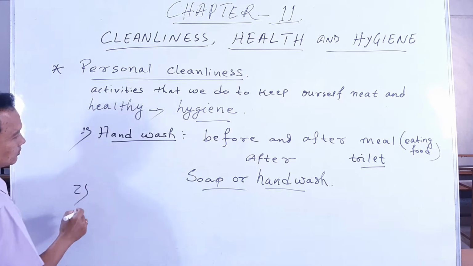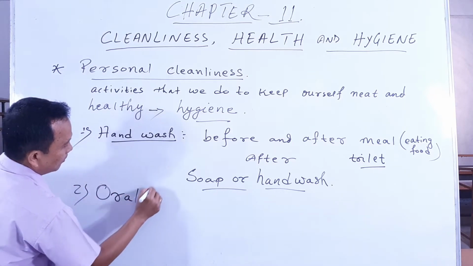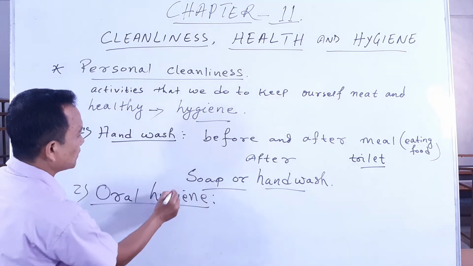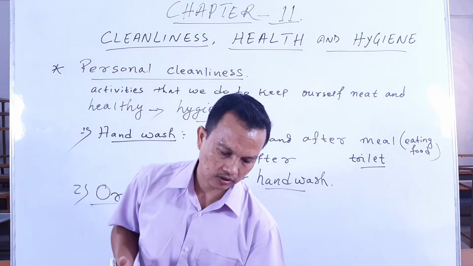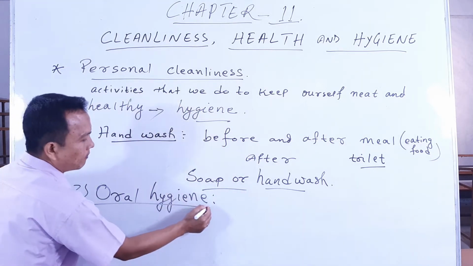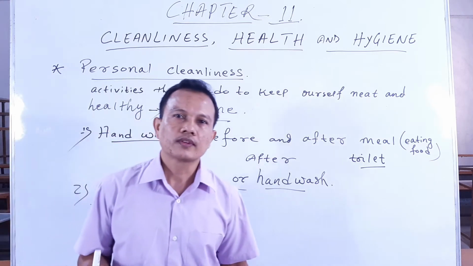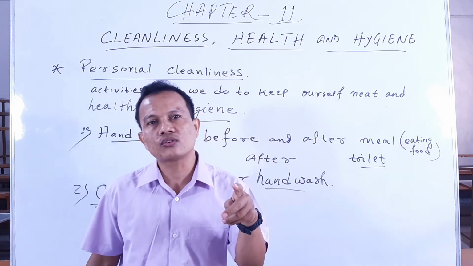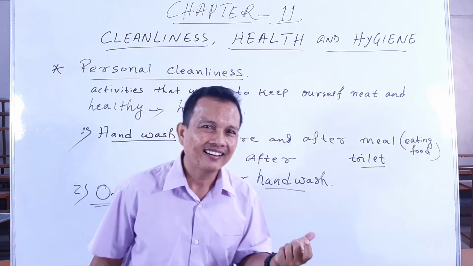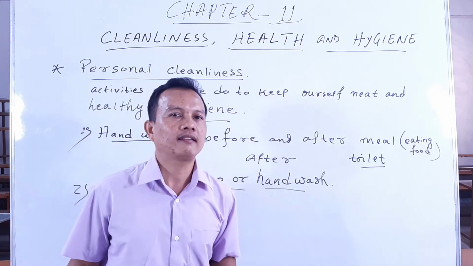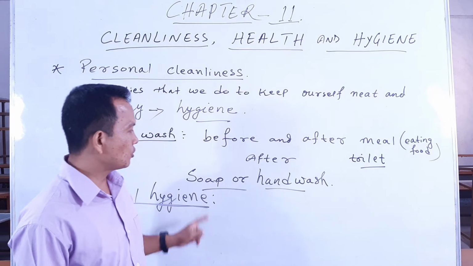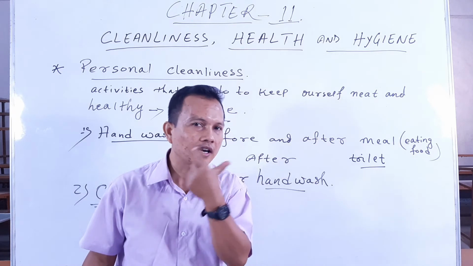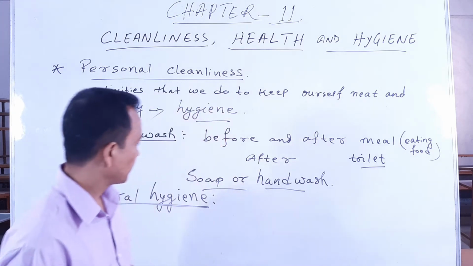Then, secondly, we come to oral hygiene. What is oral hygiene? Oral is related to our mouth. So what do we need to do to clean our mouth? We need to brush our teeth at least twice a day. One early in the morning as soon as you get up from bed, and secondly, before you go to bed at night. When you do this regularly, you keep your mouth fresh.